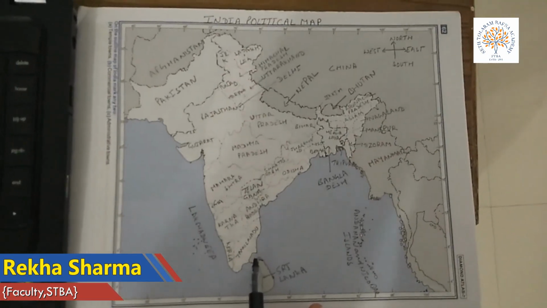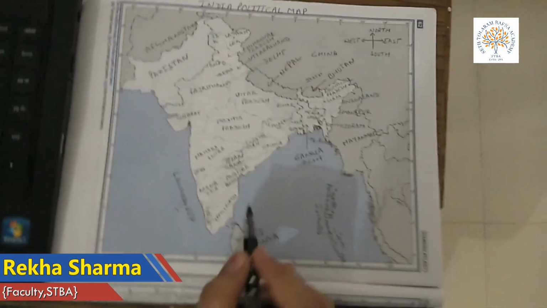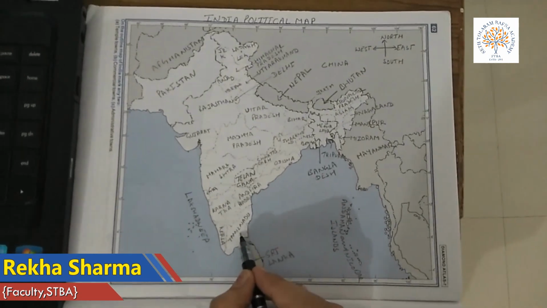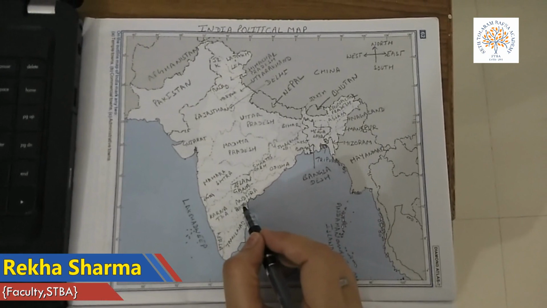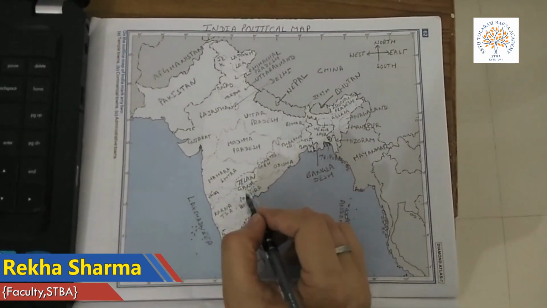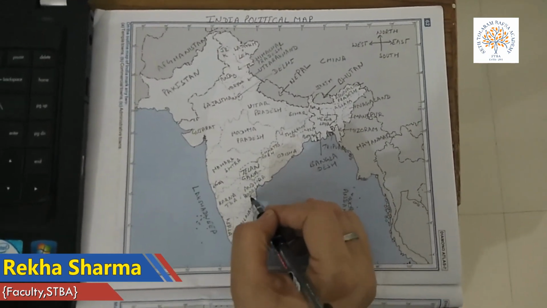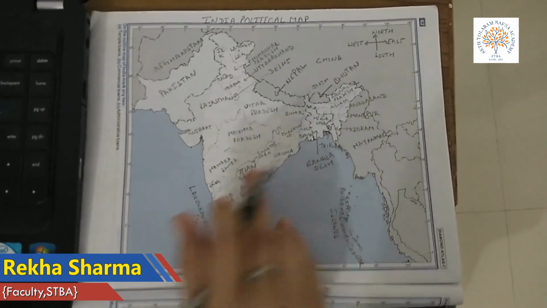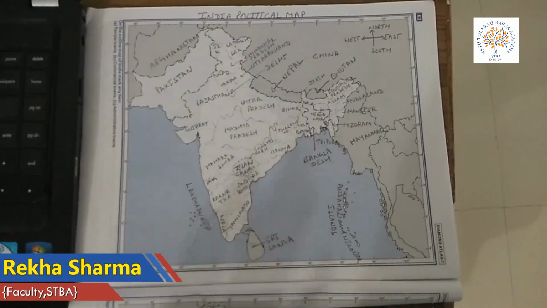Now children, come towards the right side from the bottom. The first state is Tamil Nadu. This is the state where Chennai is located. Now upwards we'll find the state Andhra Pradesh, which was divided a short time back from Telangana, and the capital of Andhra Pradesh is Amravati. At the bottom of Andhra Pradesh you can see Telangana, and its capital is Hyderabad.